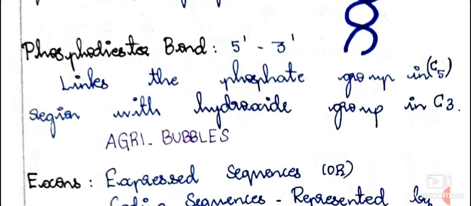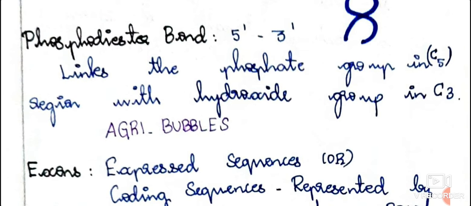Phosphodiester bond. Phosphodiester bond is usually directed from the 5 dash to the 3 dash end. That is, the 5 dash phosphate group is attached to the hydroxyl group of the 3 dash carbon. So they are formed by the process of condensation, that is the removal of water, and this phosphodiester bond is the bond which exists between the two nucleotides. Okay, the two nucleotides are joined by the phosphodiester bond.